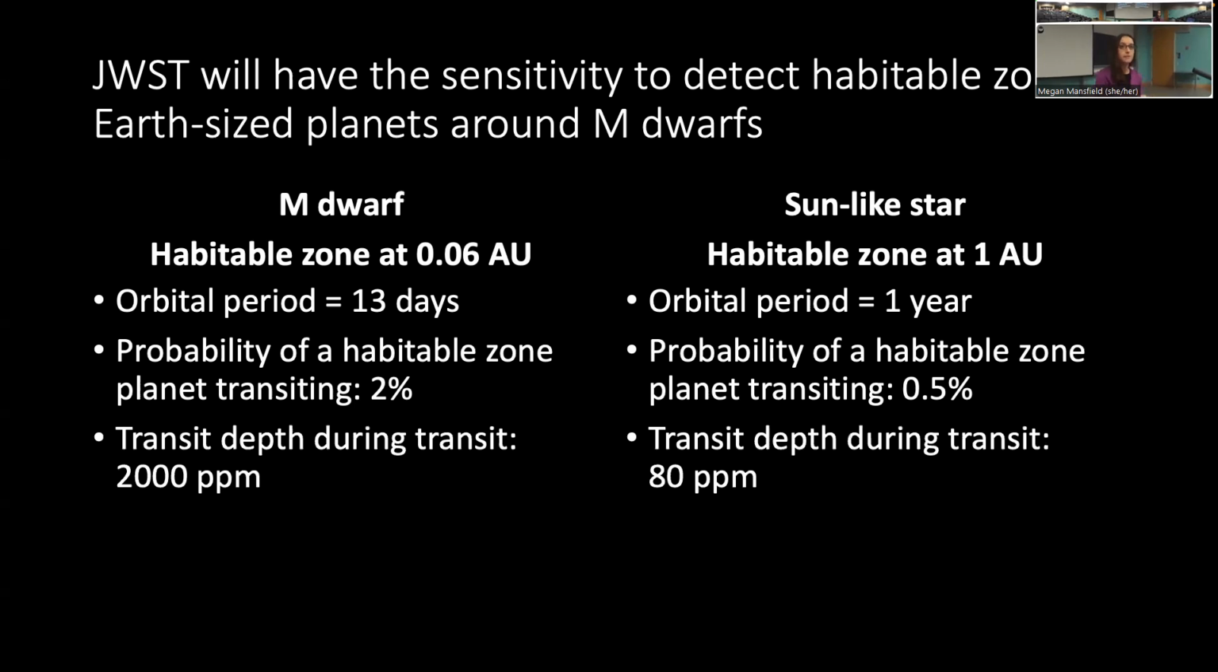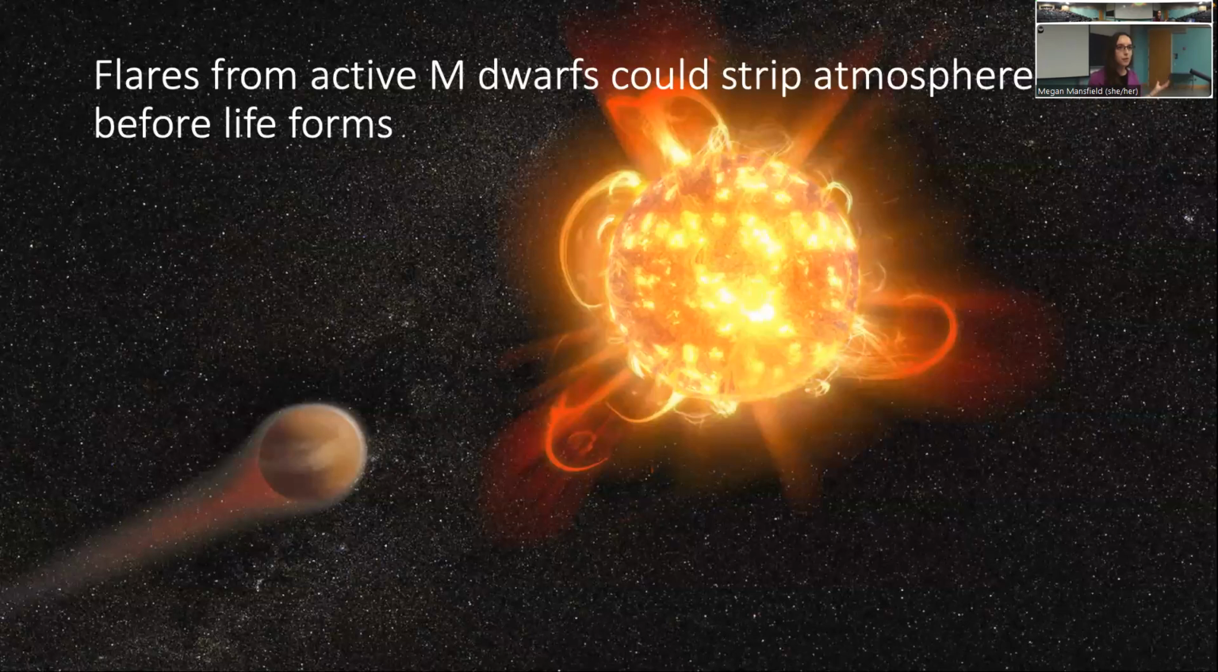And then finally, the transit depth is just bigger as well, because the transit depth depends on the relative size of the planet and the star. So since M dwarfs are so much smaller, it's going to be much easier to see terrestrial planets around these smaller stars. But we have a lot of questions about what planets around M dwarfs might be like.